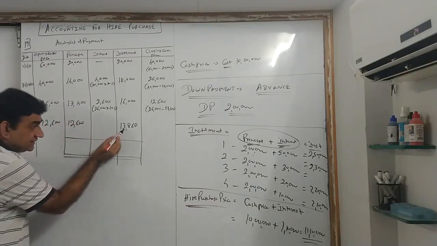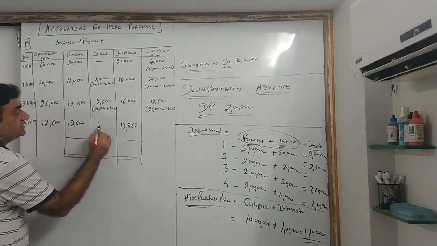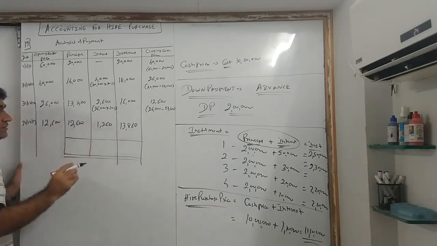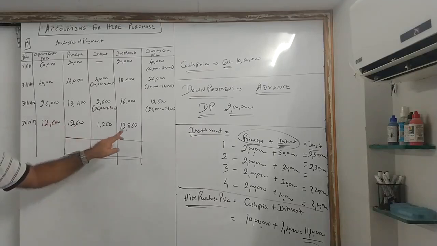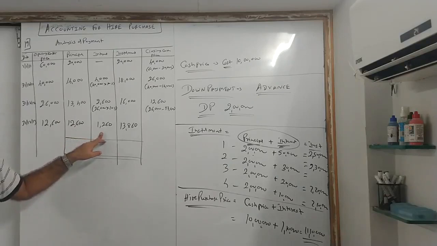So now what will happen? This minus this: 13,860 minus 12,600 will give you 1,260. Fortunately, it is coming as 10% of opening here, but it won't be possible always. I repeat, this you will do only for the last year. Whatever is your opening, keep the same as principal. So principal and opening are same, and my interest will be installment minus principal. That will give you 1,260.